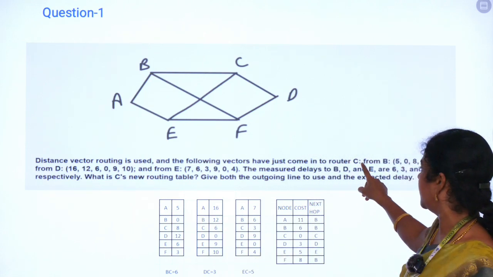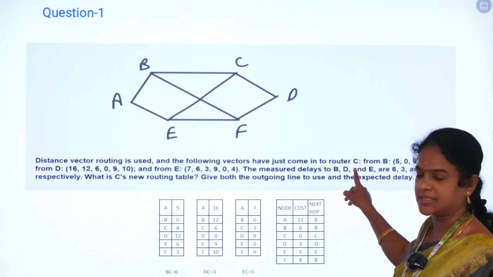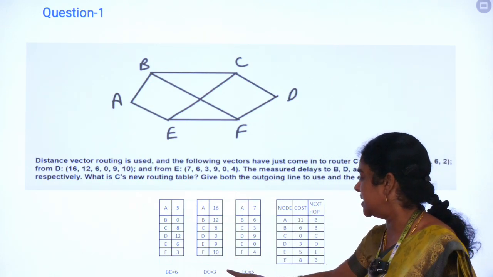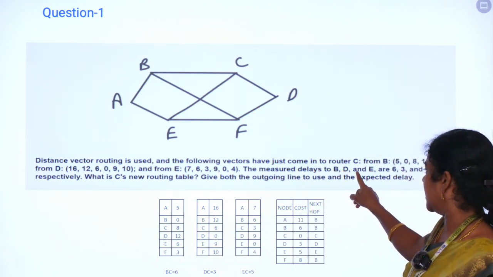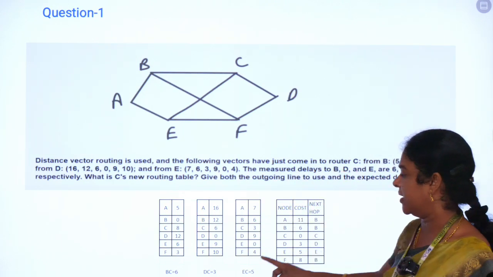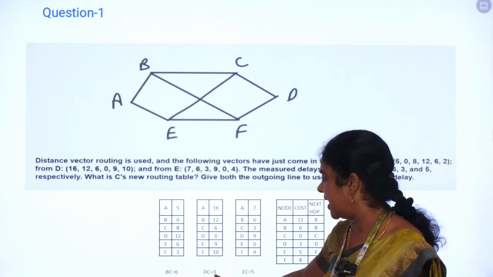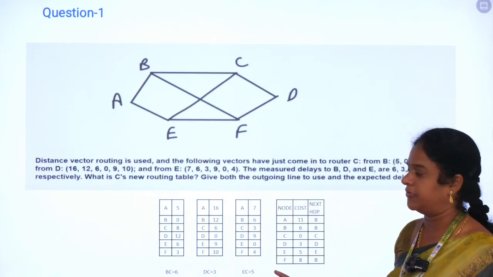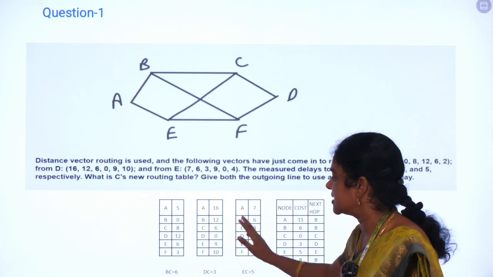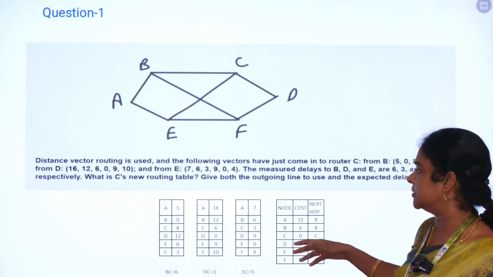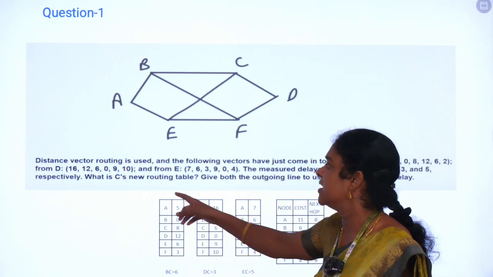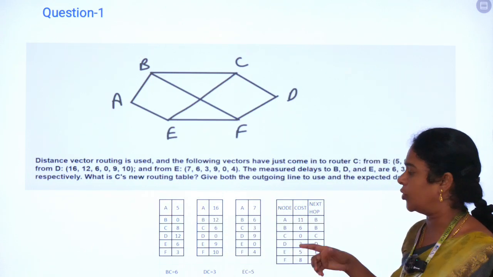So in this B table you write BC, because this is the router. BC, DC and EC. The values are also given as BDE, 6, 3, 5. So BC equals 6, DC equals 3, and EC equals 5. In this question, everything is given. So now what we need to find out is the new routing table for C.